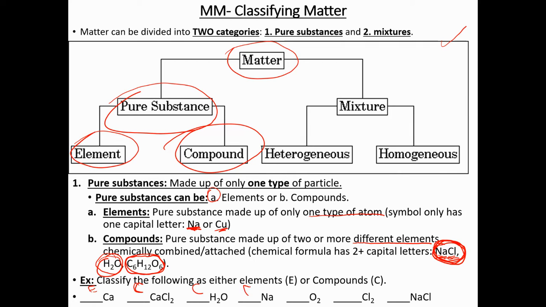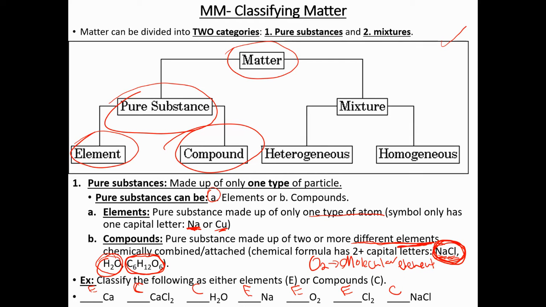Na, simply an element. O2, students get confused here. They see O2 and they say, oh, it's two elements together. True, but it's not a compound because a compound has to be two or more different elements connected together. So this here is still an element, but we would call it a molecular element. It's an element because it's two of the same elements connected together, but it still counts as an element, not a compound. Cl2, that's right, molecular element. And then NaCl, another compound there, ionic, metal, and non-metal.